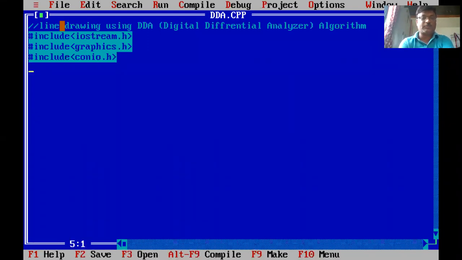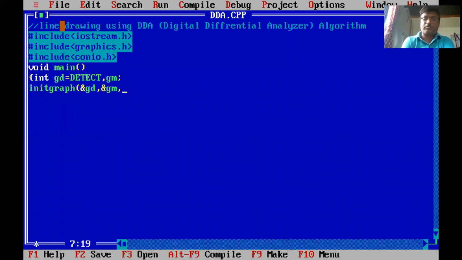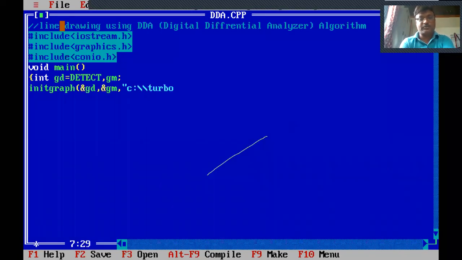Now suppose I have void main, this is my main function. Here you have to type int gd is equal to DETECT, gm, then initgraph. In initgraph you have to pass gd and gm, and here you have to put the path. What is the path? Turbo C3 BGI, that is the Borland Graphics Interface, you have to put.